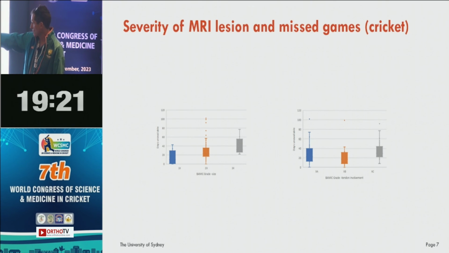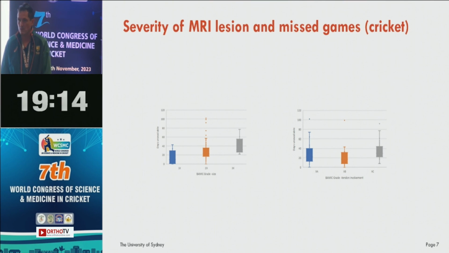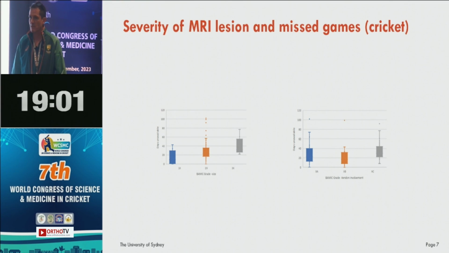That's grade 1, grade 2, grade 3 over the left, and that is BAMIC type A, B and C, and there's a little bit of a kick on BAMIC type C, so you miss a little bit more time if you had tendon involvement on the MRI. So they're factors to take into account, but don't assume that MRI is a magical tool to tell you exactly how many weeks you're going to be out for.